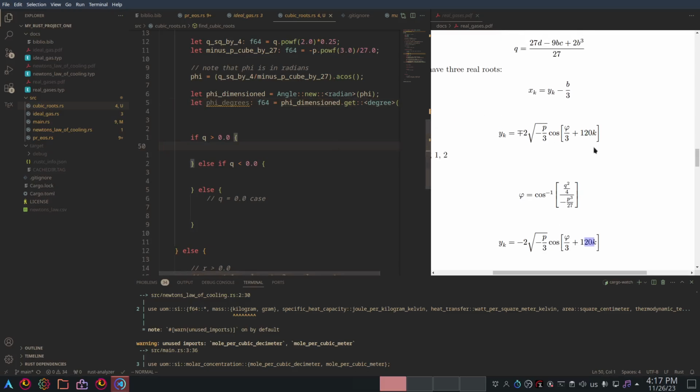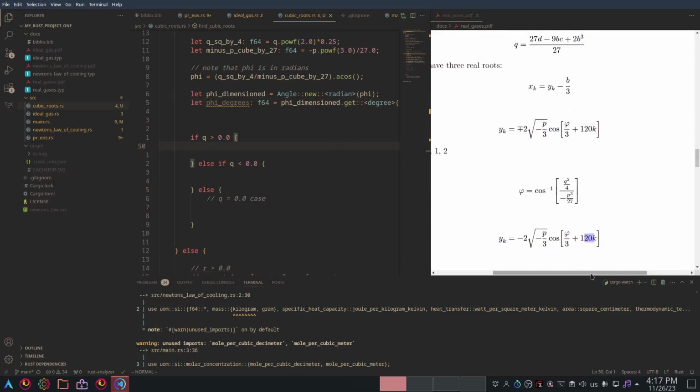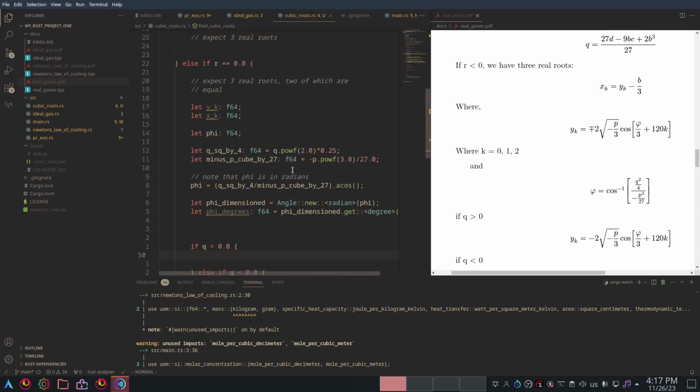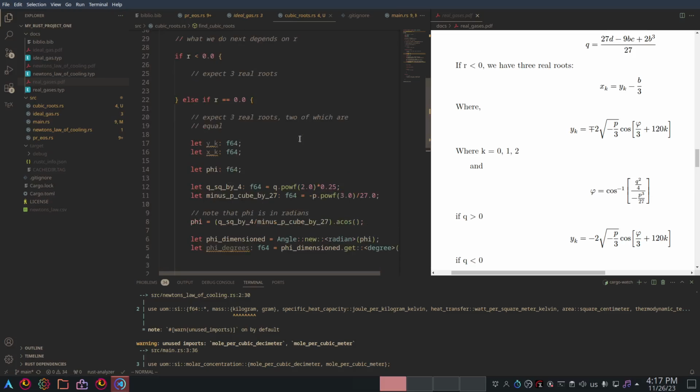So yeah, let me just continue. Okay, let's see. So we come to the first case. Oh, this is if R is equal to 0.